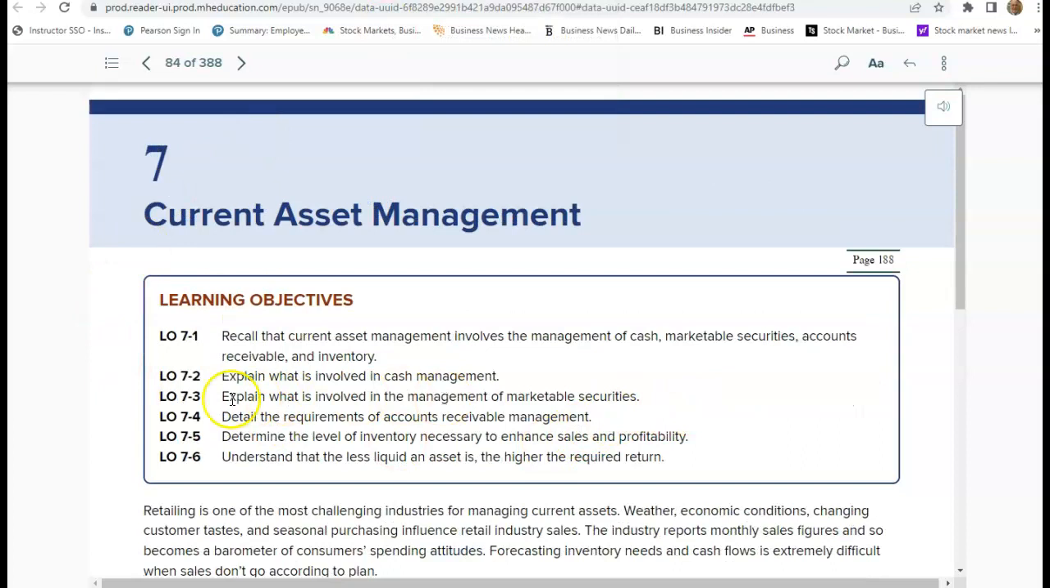Then chapter 7, we're going to talk about current asset management. We're going to recall that current asset management involves the management of cash, marketable securities, accounts receivable, and inventory. So when we think going back to our balance sheet, we look at current assets. Those are the major categories of it. We're going to explain what is involved in cash management.